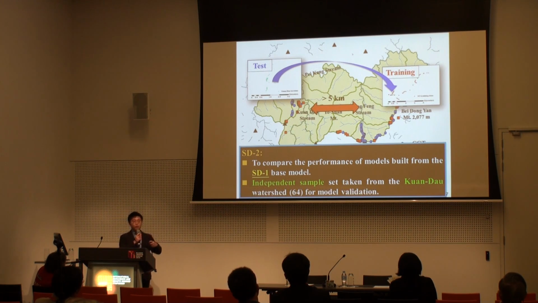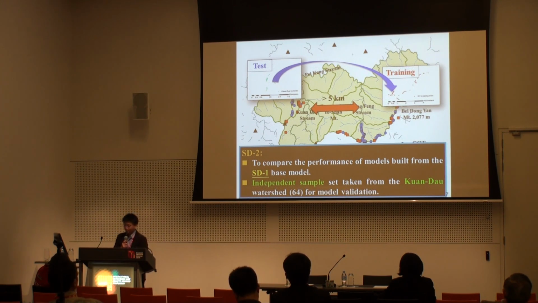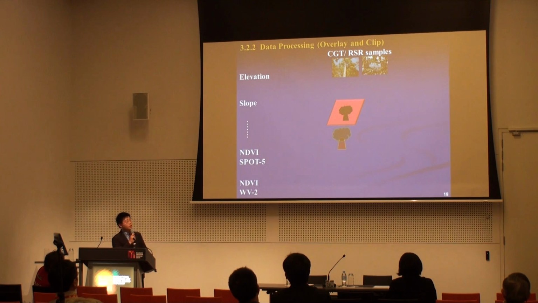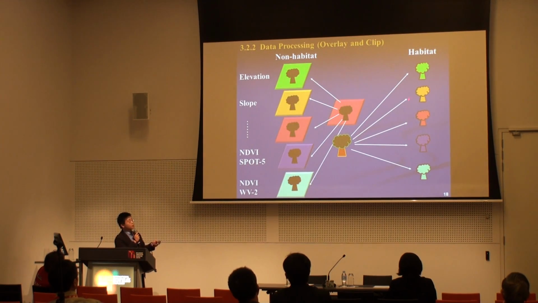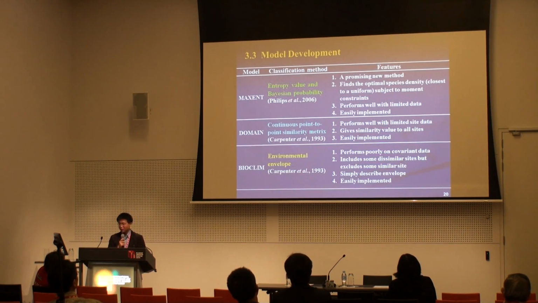We want to know what the difference is when the modeling is based only on Dongfeng. Could it expand to other places? We can test the model's spatial extrapolation. And that's the slide to show you. We overlay 9 layers and input the species to clip suitable and non-suitable environment attribute data, and totally input them into model development. For model development, we use 3 models.